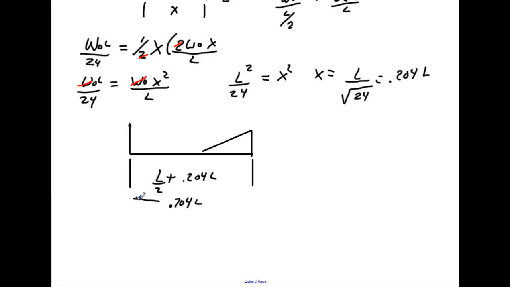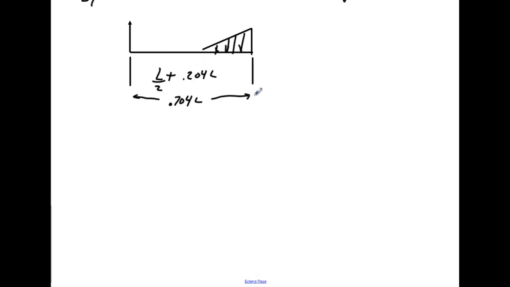Again, when that distance becomes that and that, the forces balance out because this is going down like this. Alright. So now, from that, we can draw our shear diagram.